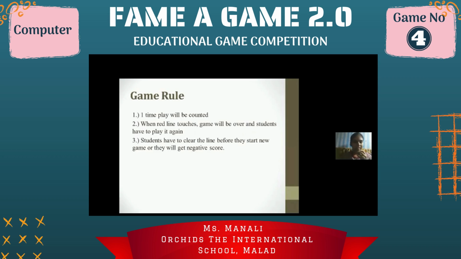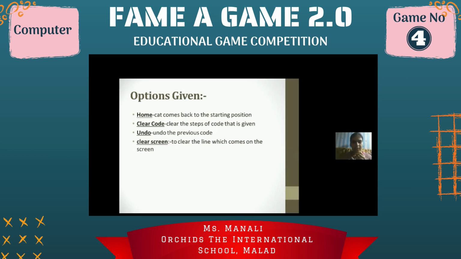Coming to the second slide, which says game rule. They can play multiple times, but here in the game we will be considering only one time play. The red color line which will be touching, at that moment the game will be over and the student has to start the game from the beginning again. The student has to clear the line before they start a new game. You will understand this when I move to the next slide. After this I will explain that clearly.